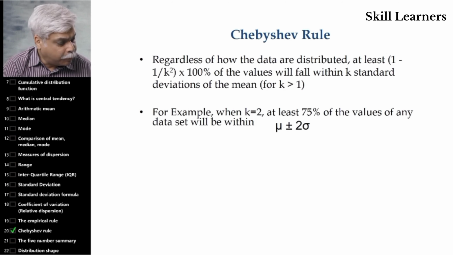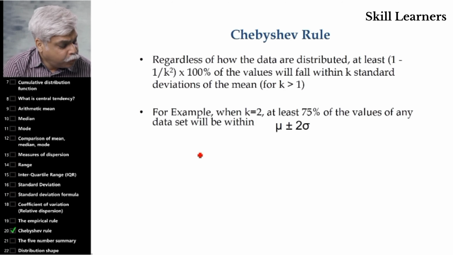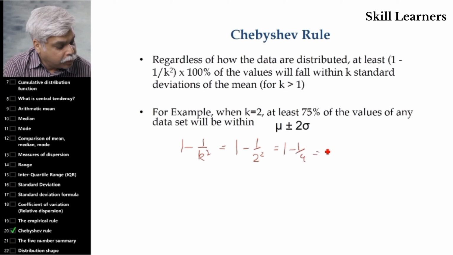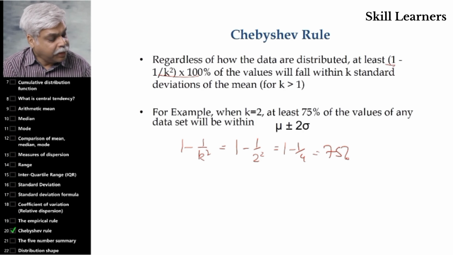So it says this, for example, that if you have 2 standard deviations away, 1 minus 1 over k squared, which is 1 minus 1 over 2 squared, which is 1 minus 1/4, which is 75%. Chebyshev's rule says that 75% of the values will be within plus minus 2 standard deviations.